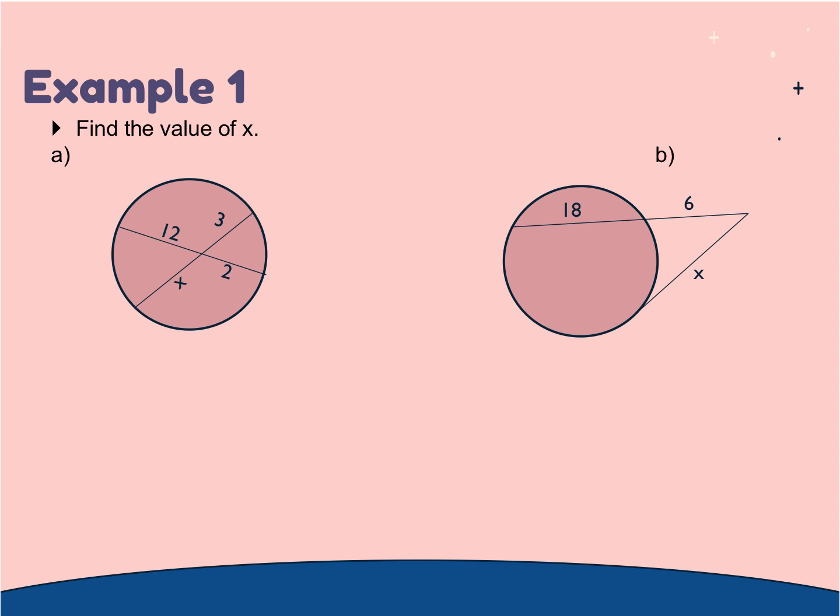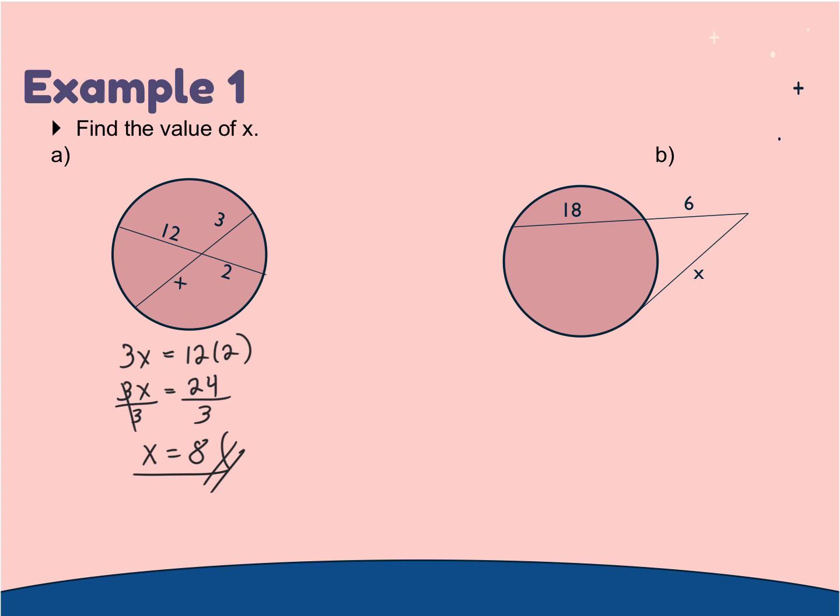So here we have example 1, A and B. For A and B, they want you to find x for both of them. Now, because it's the two chords, products of the segments, of course, congruency, that's a theorem we're going to use for the first one. I'm going to do 3 times x is going to equal 12 times 2. So that's going to be 3x is going to equal 24. I'll divide by 3 on both sides. And I'll get that x is equal to 8.